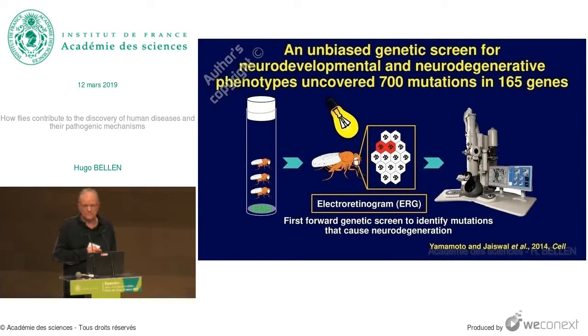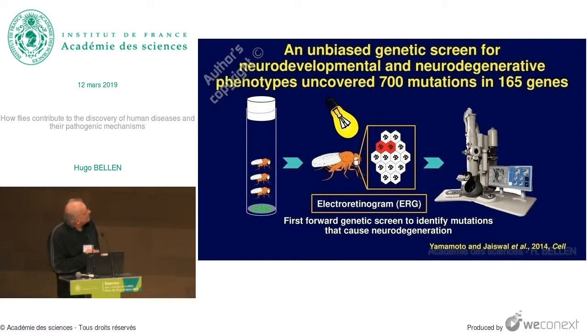We then make clones in the eye and record electroretinograms. We place an electrode here, an electrode in the thorax, shine light and record electroretinograms. What we're screening for is electroretinograms that either are defective by day one, and that is a neurodevelopmental mutant, or that progressively become defective, and that is a neurodegenerative mutant.